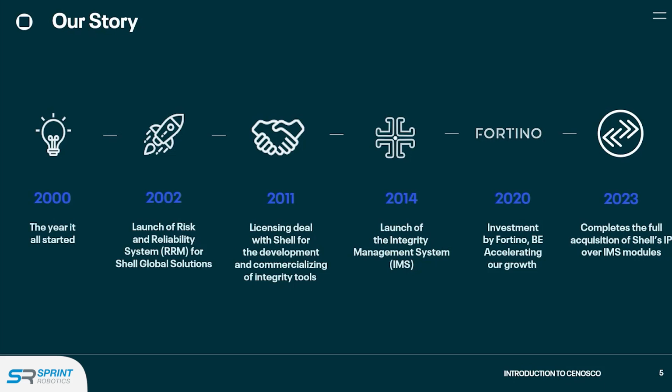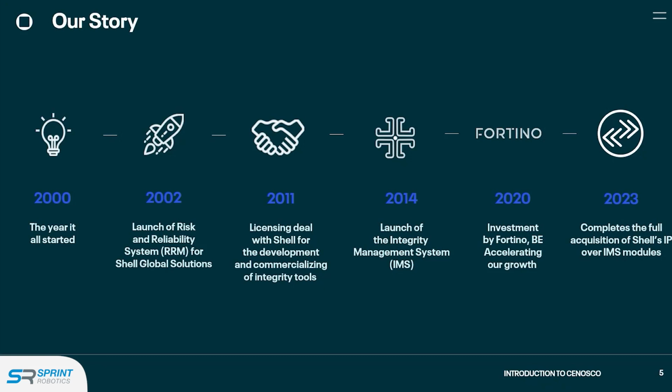until 2011, when we reached an agreement that we could commercialize, we could sell that application to anyone in the market. Things continued to evolve in that relationship, and then we started to incorporate other solutions into IMS, right? So it went from RRM as a risk management tool to an integrity management tool in 2014, when we incorporated corrosion calculations, degradation management, the IDMS capability, and inspection planning and execution.